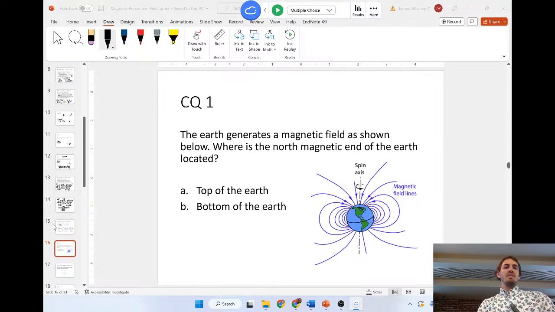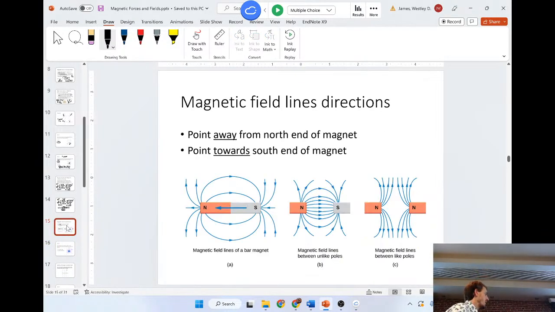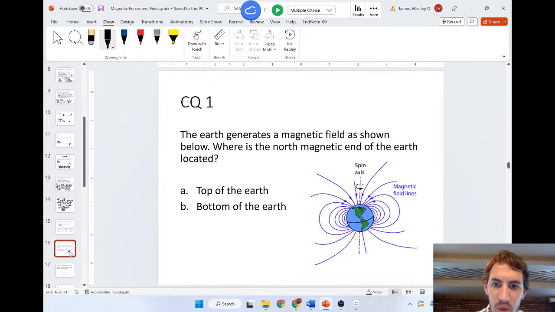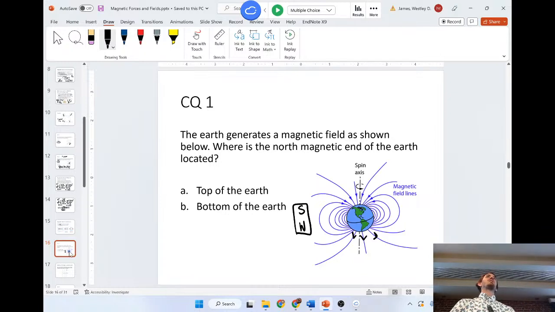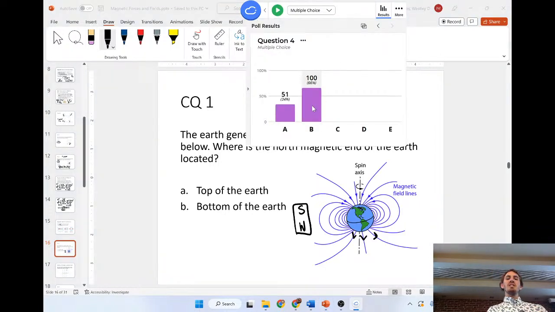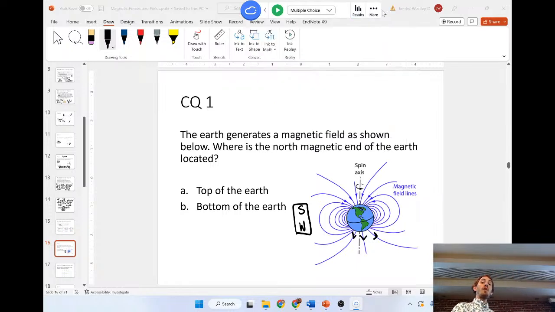All right, let's look at our picture here. Magnetic field lines point out of the north into the south. They point out of the north. These ones are pointing out, these ones are pointing in. So if I want to put a magnet over this picture, north is actually on the bottom and south is on the top. It's really weird. Just a fun fact: if I drew a magnet over this Earth, the north would be down here and the south would be up here.